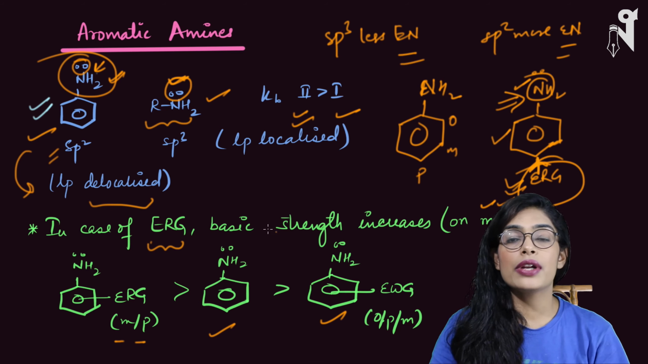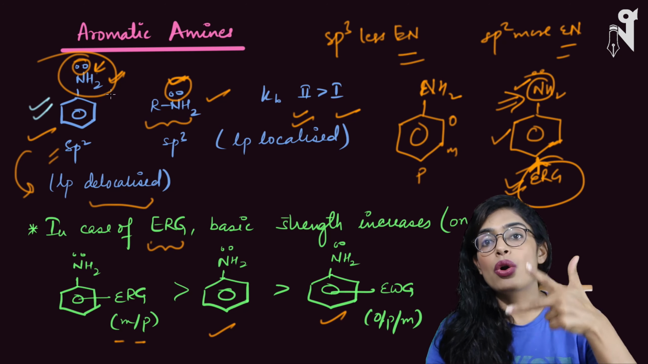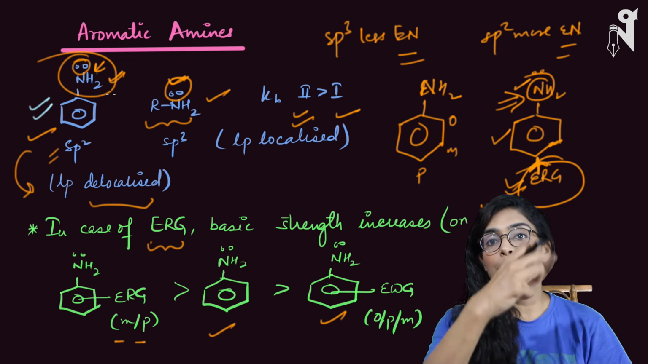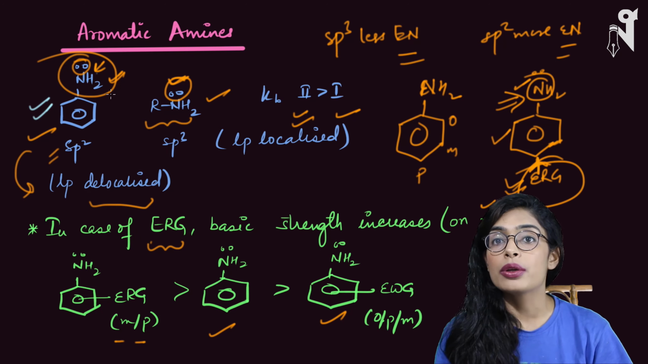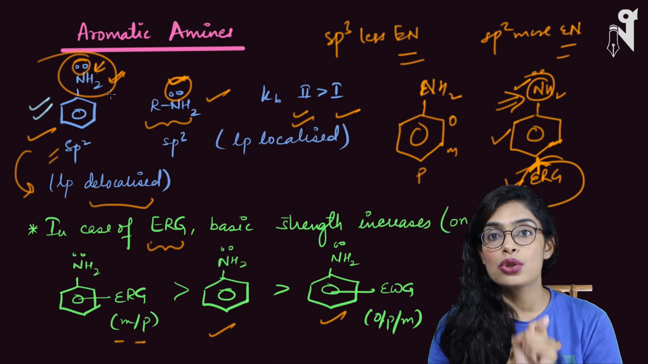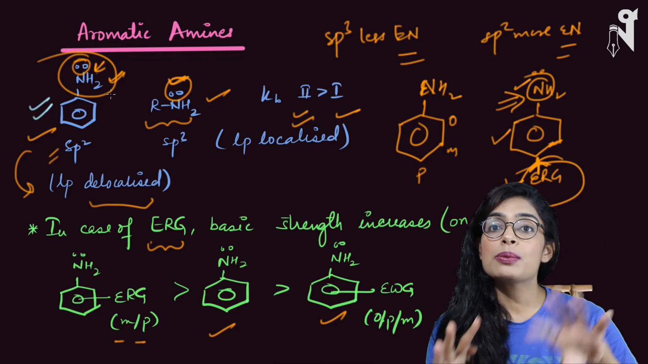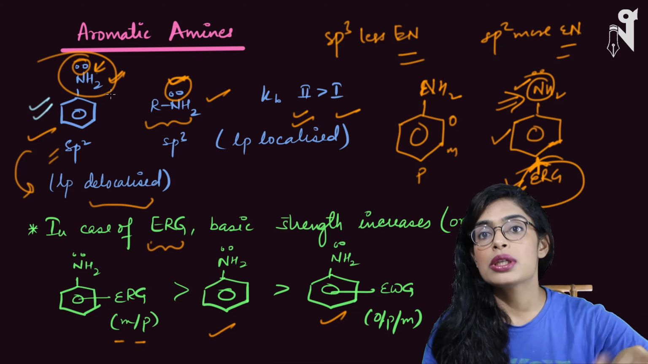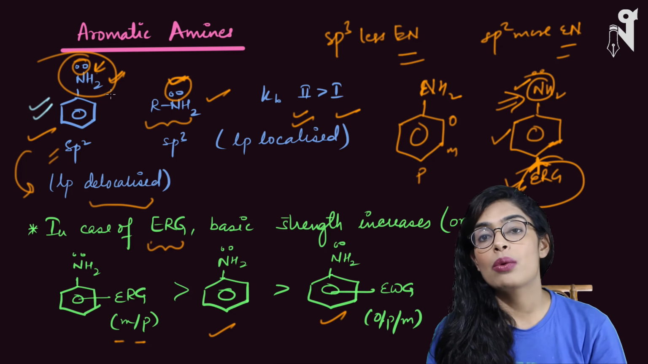So basically, instead of an electron releasing group, if it is an electron withdrawing group present on meta, para or ortho, what will it do? It will pull the electron density, will decrease the density of electron in the overall molecule. Exactly the same way how electron releasing groups were increasing the density around nitrogen, electron withdrawing groups will decrease the electron density around nitrogen.